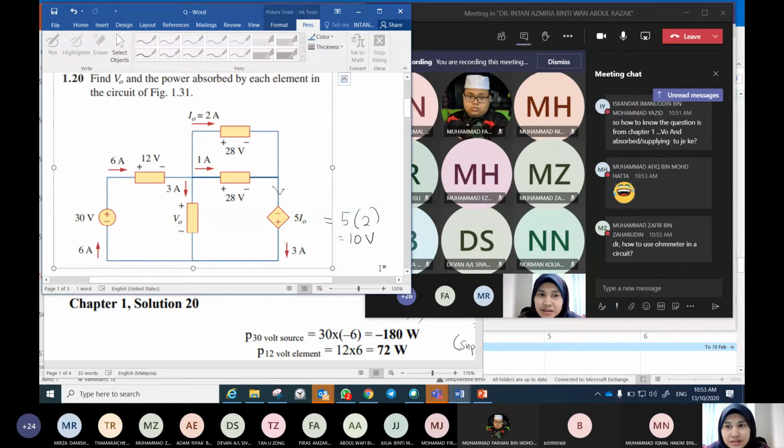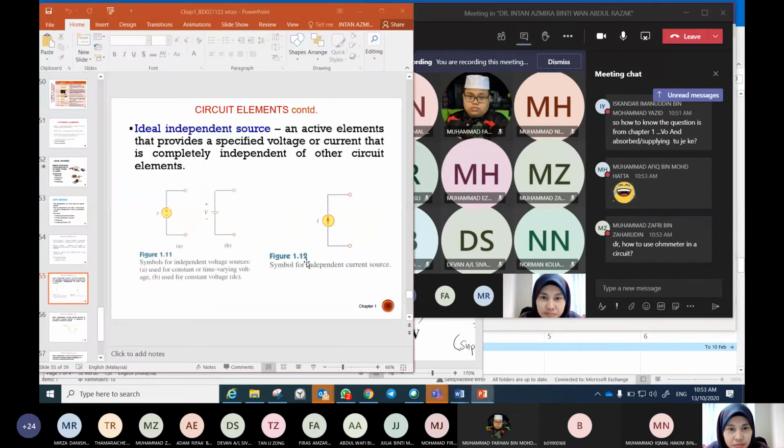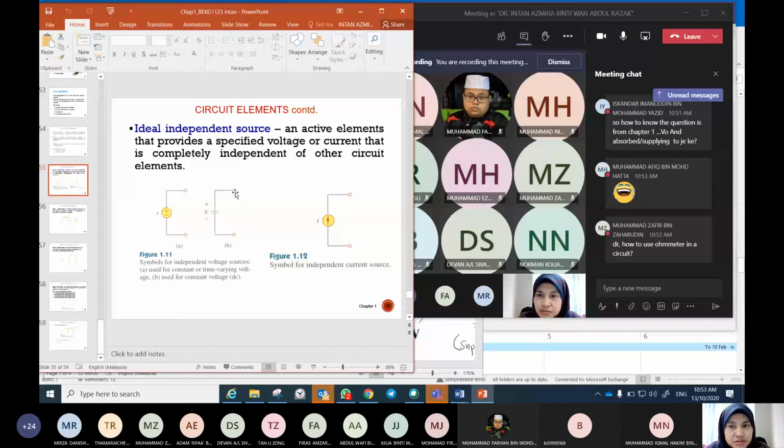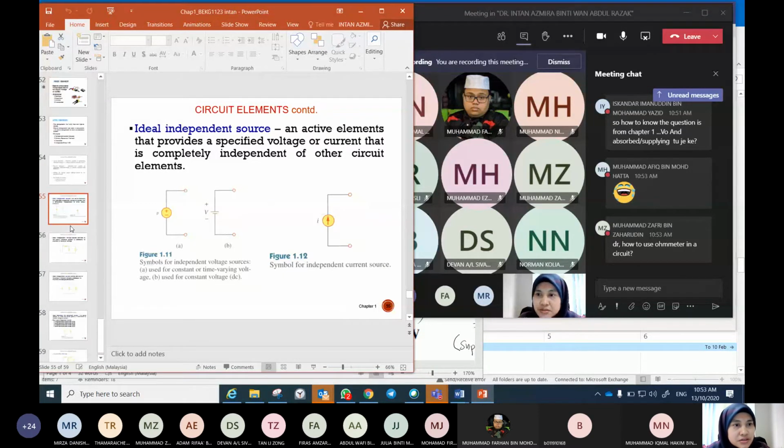How to use an ohmmeter in a circuit? Okay, you just get the meter and put it at the terminal of the resistor, and you will get the value of the resistance.